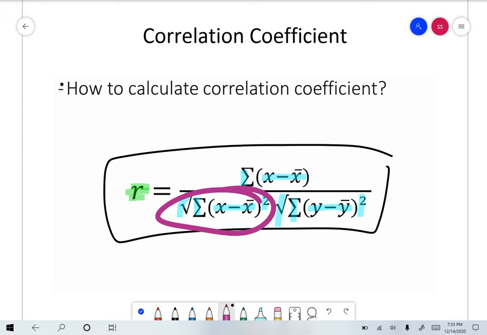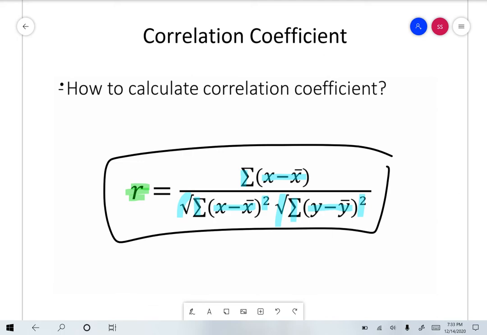Or almost the standard deviation. We actually divide the standard deviation by n-1, but it's almost there. So you see some very familiar things here.